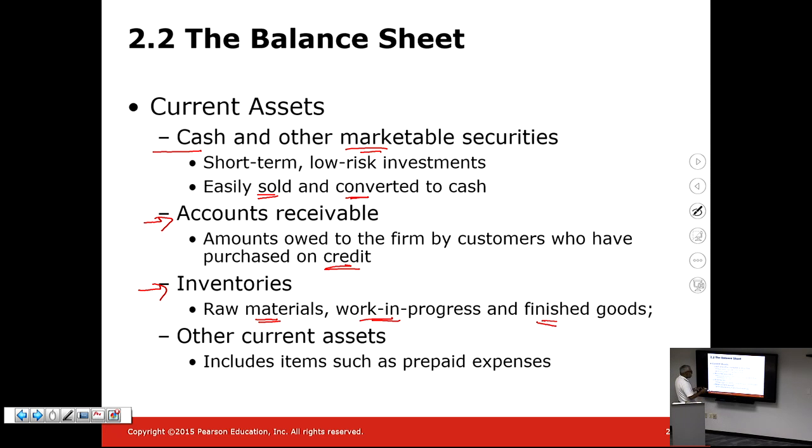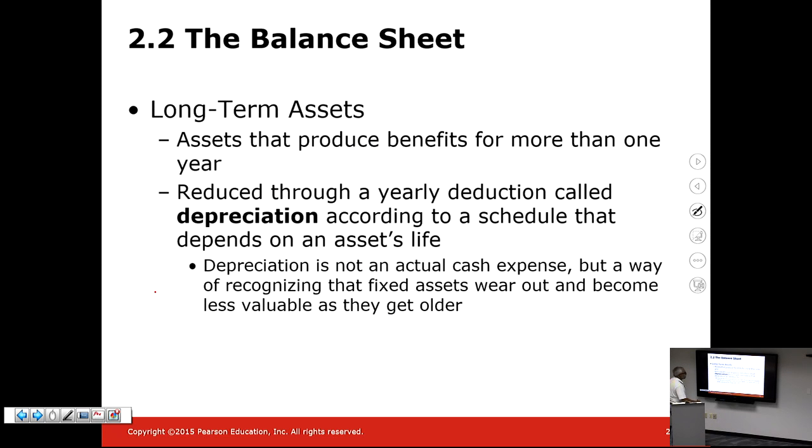And then there could be smaller current asset items that include things such as prepaid expenses. But the three major items are these three: cash, accounts receivable, and inventory. On the long-term assets, what we are looking at are assets that are generally tangible, and that are acquired not for idle purposes, but for the purposes of producing benefits down the road.